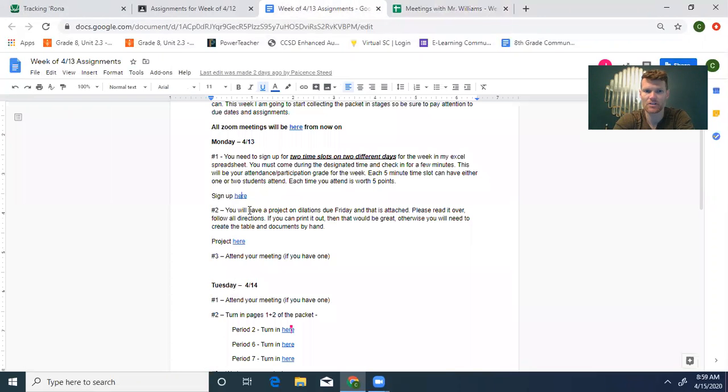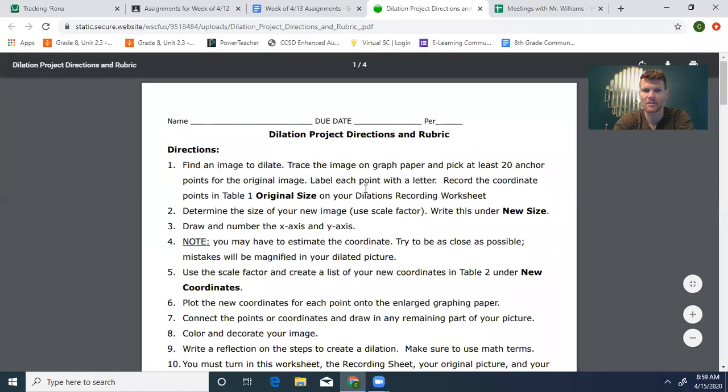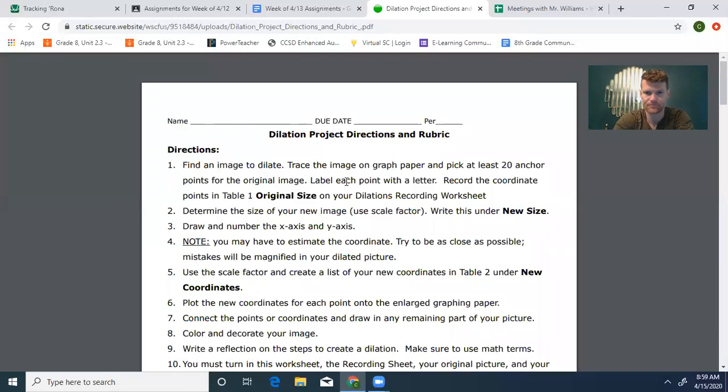The next thing you want to do, you want to look at that project, and that's going to be due on Friday. So hopefully you've taken a look at it, but that's here. And you need to dilate an image. The first thing you need to do is get a hold of some paper. If you have graph paper, that's great. If you don't, you can go ahead and just do it on regular paper, but you're going to need to make a nice grid yourself with a straight edge, and you're going to take some time with that.